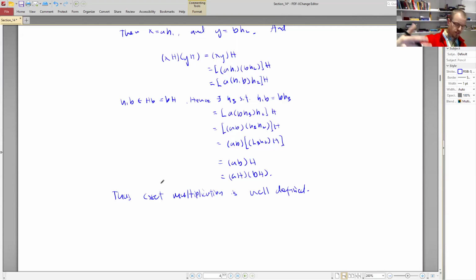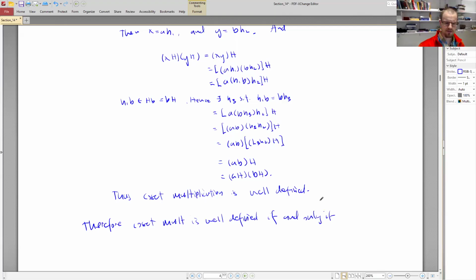So I have proven the forward direction, I have proven the backwards direction, and now I would like to draw my conclusion. Therefore, coset multiplication is well defined if and only if H is a normal subgroup of G.